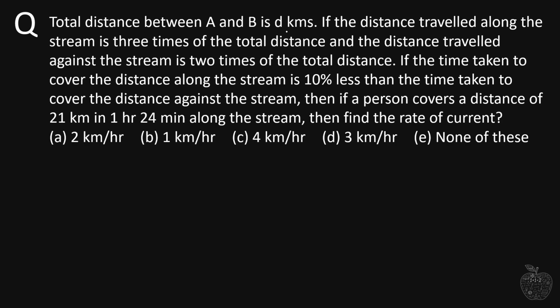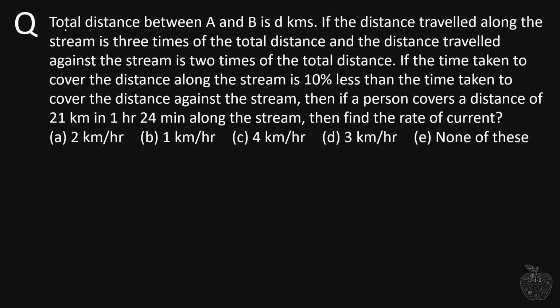Total distance between A and B is d kilometers. If the distance traveled along the stream is 3 times the total distance and the distance traveled against the stream is 2 times the total distance, if the time taken to cover the distance along the stream is 10% less than the time taken to cover the distance against the stream, then if a person covers a distance of 21 kilometers in 1 hour 24 minutes along the stream, then find the rate of the current.